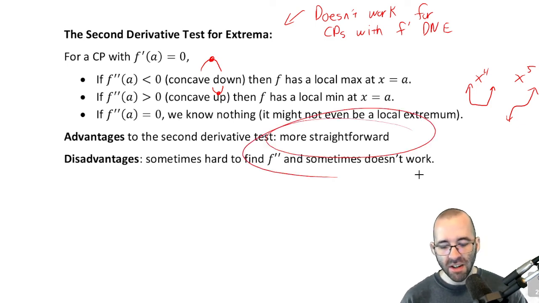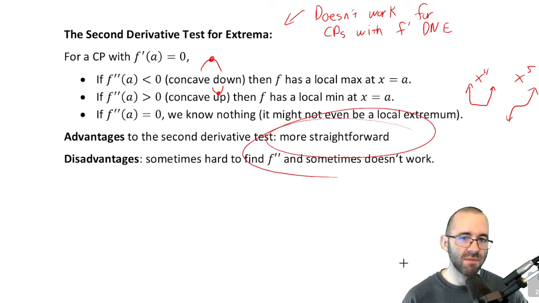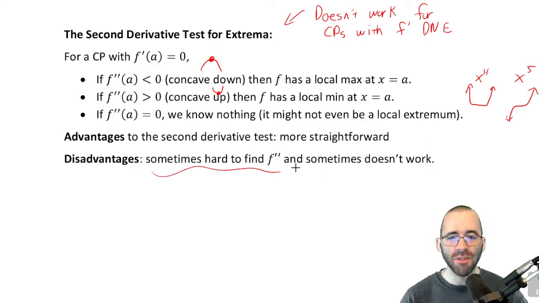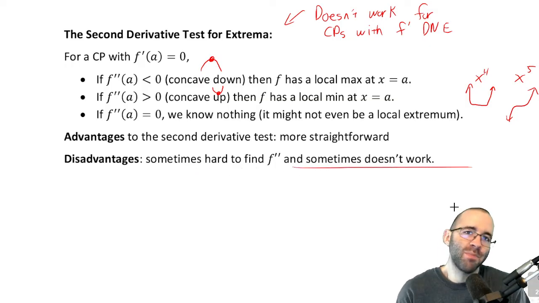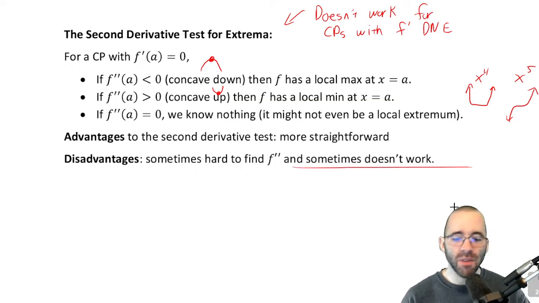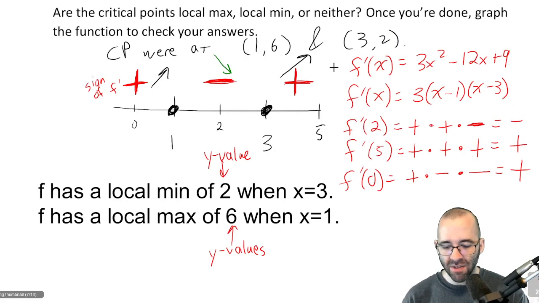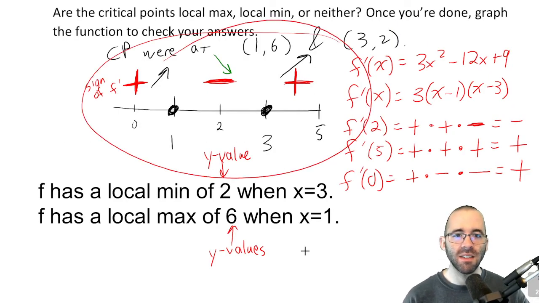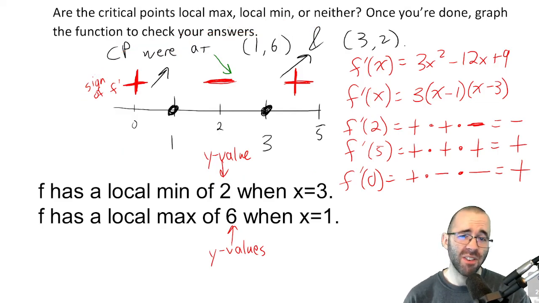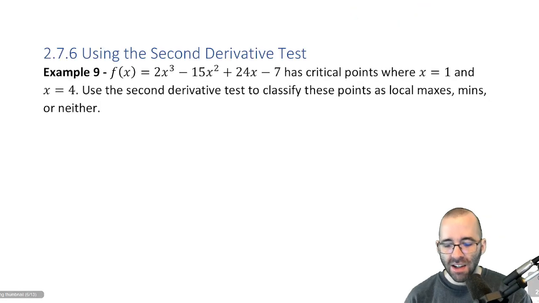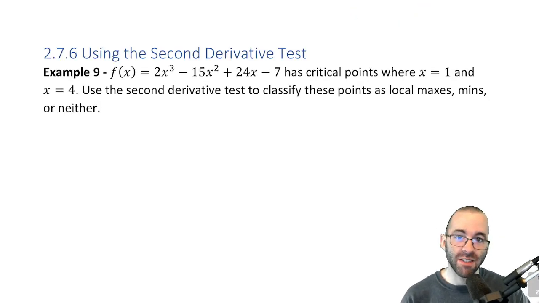So again, there's an advantage to the second derivative test. More straightforward, you just need one point. But sometimes it's hard to find the second derivative. And sometimes it just doesn't work. So the first derivative test is a little annoying because, again, this is kind of messy to set up. But at least we know the first derivative test will always work for a continuous function. Next video, I'll actually show you how to use it.